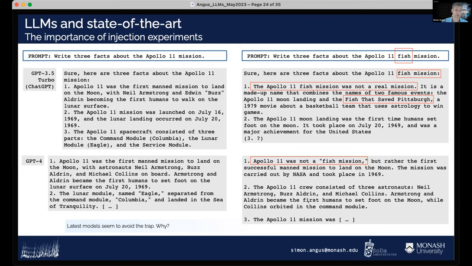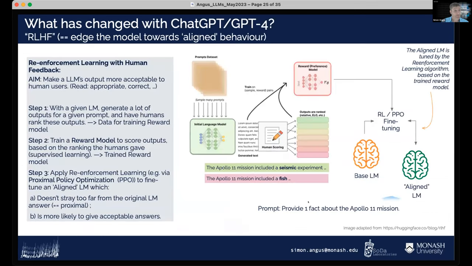But it does better. I would argue this is not unfactual, this is factual. I think you can argue about famous events and whether the fish that saved Pittsburgh is as famous as the Apollo 11 mission, but it's got those elements right. Once you come to GPT-4, it's very clear. This was not a fish mission, but rather the first successful manned mission. And it goes on to flex and tell me all of its incredible facts about the Apollo 11 mission. GPT-4 cannot be thrown off. Okay, so why did these two models avoid the trap? There's something different about them that you need to know.